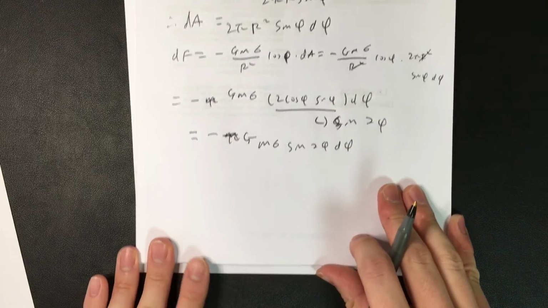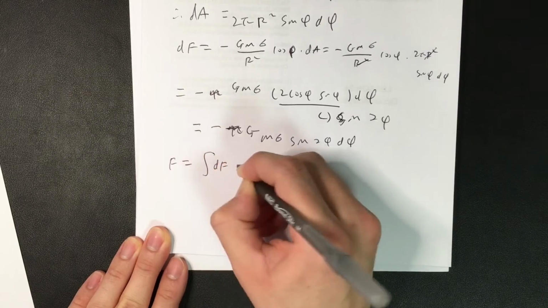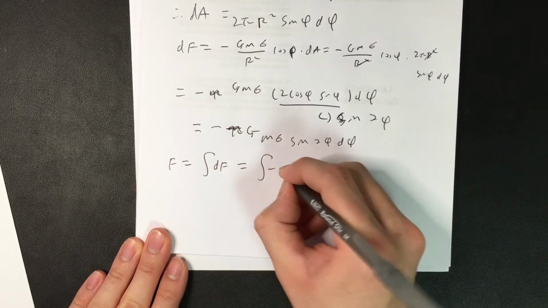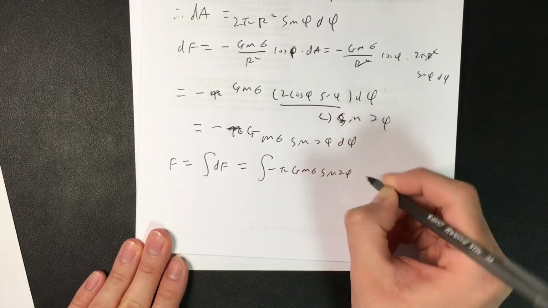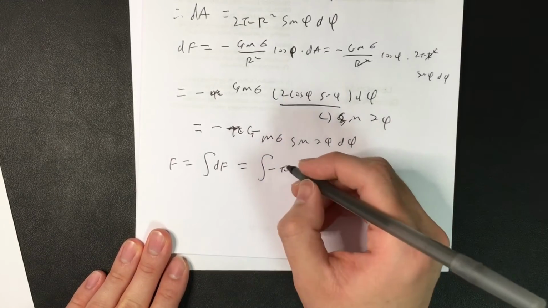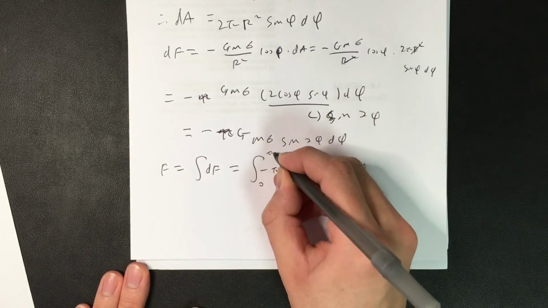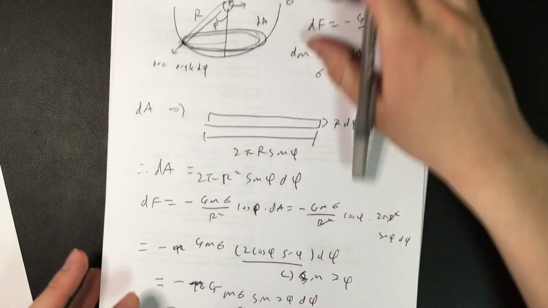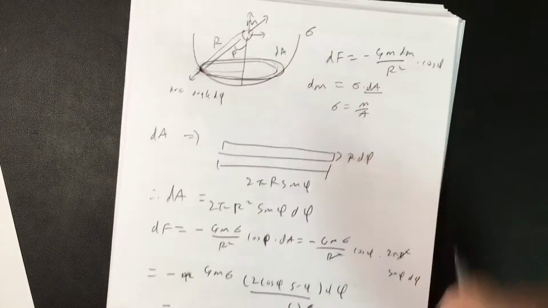Now the final step is integrating this. Force equals the integral of dF, which equals the integral of minus pi GM sigma sine 2 phi d phi. And the range of this integration is going to be 0 to pi over 2, since it starts at 0 degrees and ends at 90 degrees, which is pi over 2.